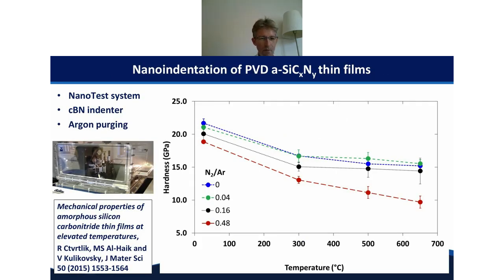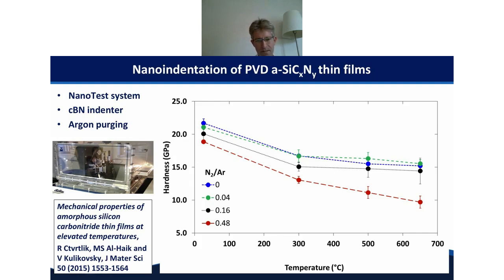As I say, this is a popular combination, using a cubic boron nitride indenter with argon purge. You can just see on the left there an example of how we've got an environmental enclosure with the instrument in that. So that's the argon purged environment there.